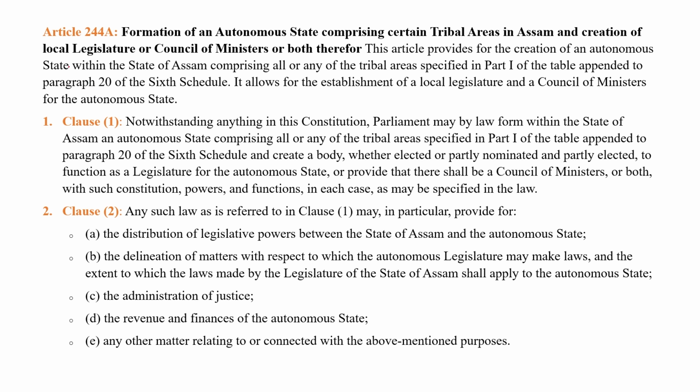Now next is article 244A. What does the A, B, C mean? If any alphabet is added with an article number, this means the article or part was added after an amendment. So the 244A article explains the status of the autonomous state and the tribal state.